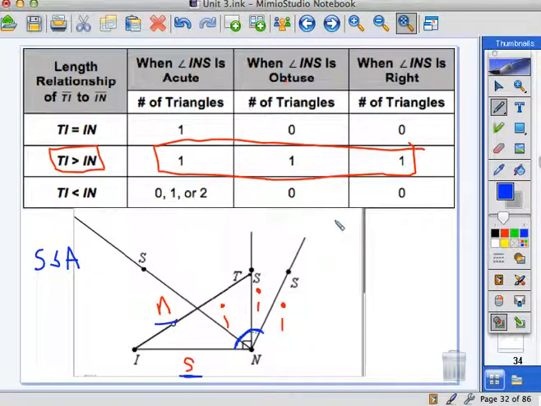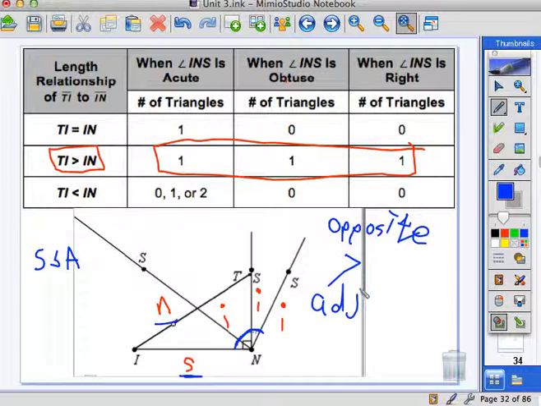With that situation, if your opposite side is greater than... my thing is not working. That's supposed to say opposite. So if the opposite side is greater than the adjacent side... Oh my gosh, this is messing up. I'm going to leave it.